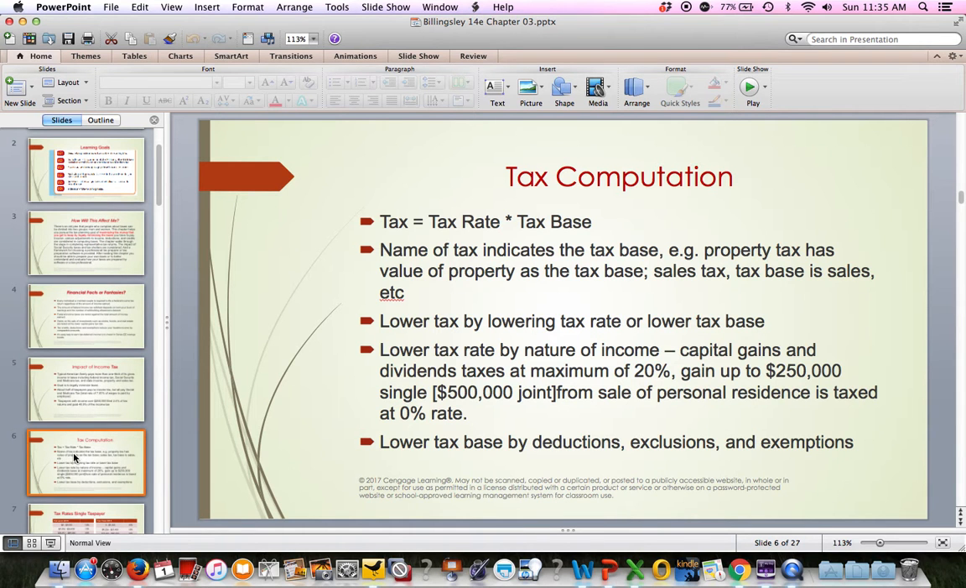Lower tax rate by nature of income. Capital gains and dividends are taxed at a minimum of 20% for gains up to $250,000 on a single return or $500,000 on a joint filing. That's basically married people. Sale of a personal residence is taxed at a 0% rate. So if you sell your home, you're not taxed on that. Some taxes have different rates, and what they mean here by lower tax rate by nature of income is that capital gains are taxed at an amount lower than just normal earnings. So certain types of income are taxed at different rates.